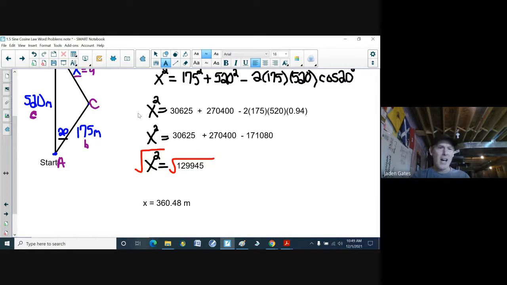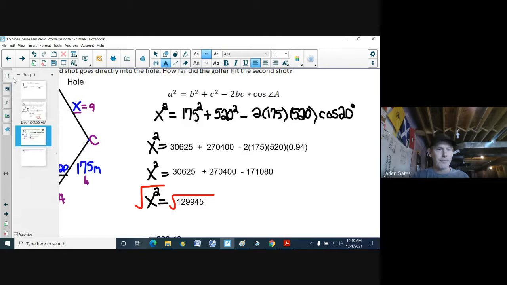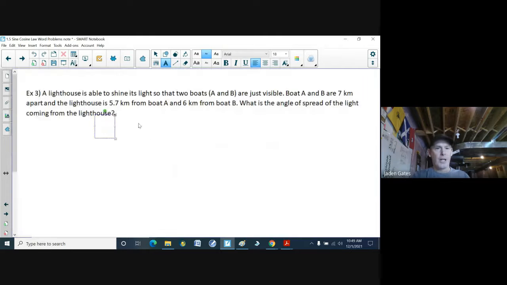All right. We got one more here. Example 3. A lighthouse is able to shine its light so that 2 boats, A and B, are just visible. Boats A and B are 7 kilometers apart, and the lighthouse is 5.7 kilometers from boat A and 6 kilometers from boat B. What is the angle of spread of the light coming from the lighthouse?